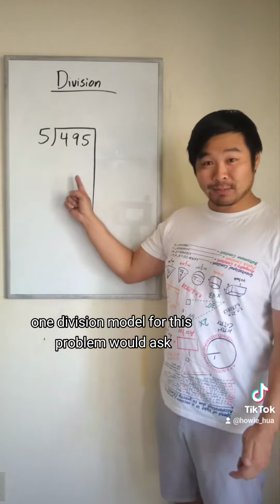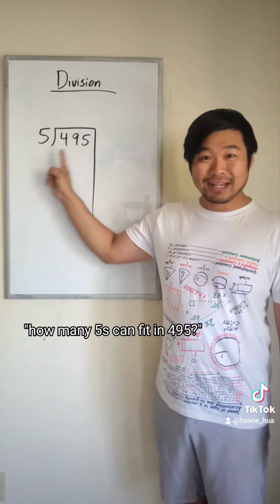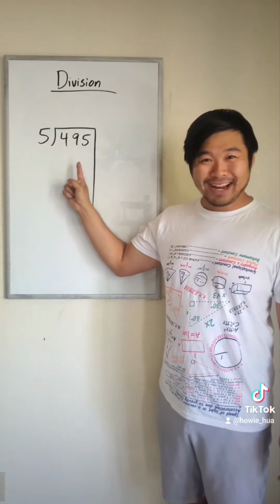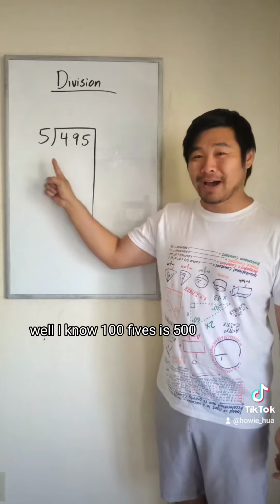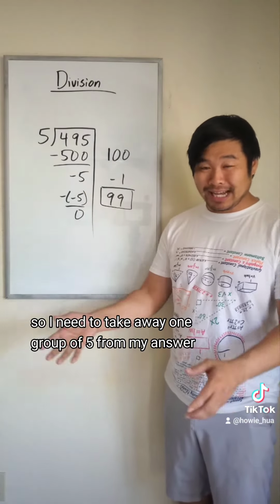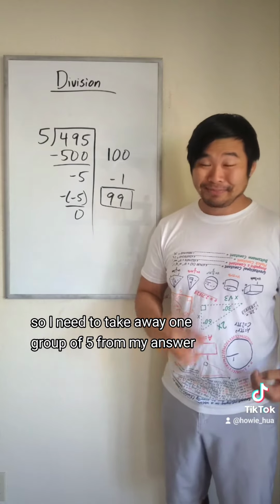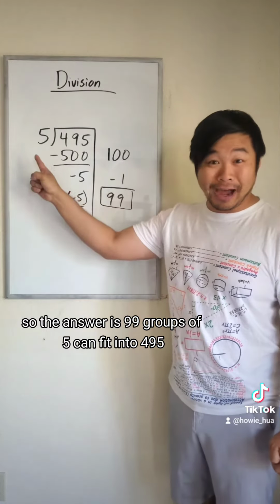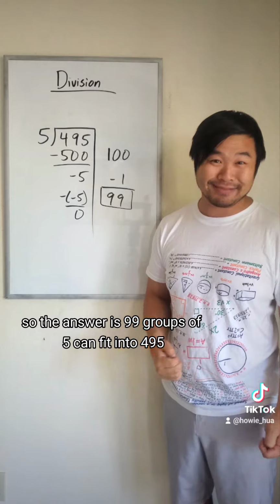One division model for this problem would ask, how many 5s can fit in 495? And I can say, well, I know 100 5s is 500, but I went over by 5, so I need to take away one group of 5 from my answer. So the answer is 99 groups of 5 can fit into 495.